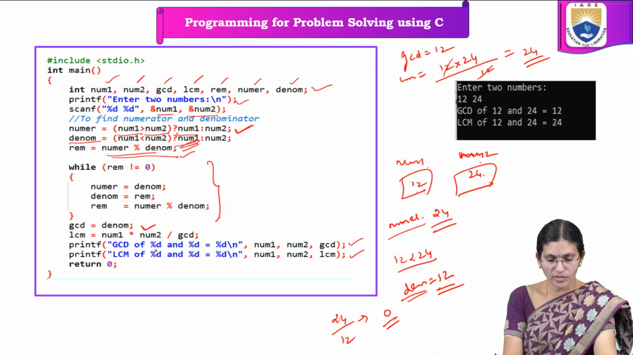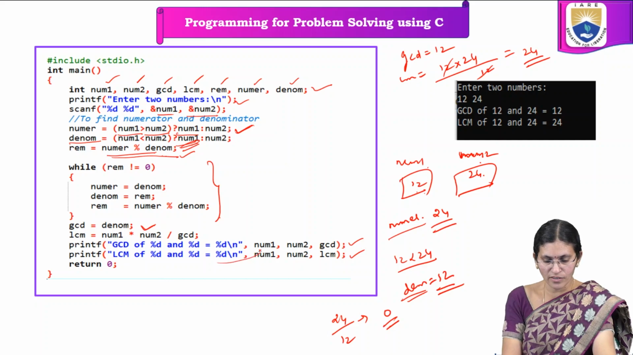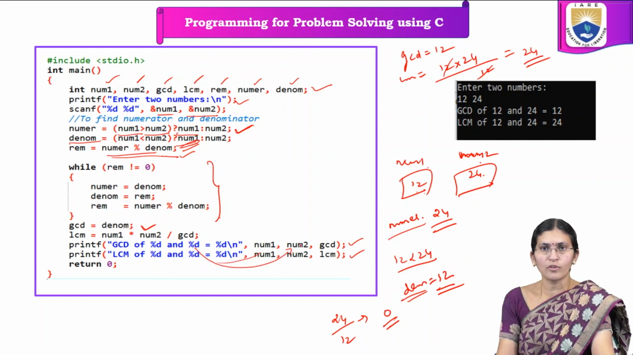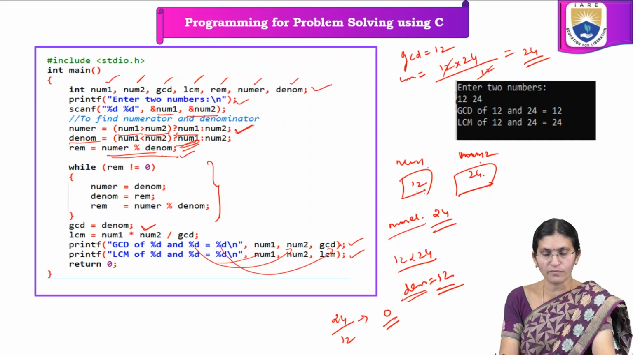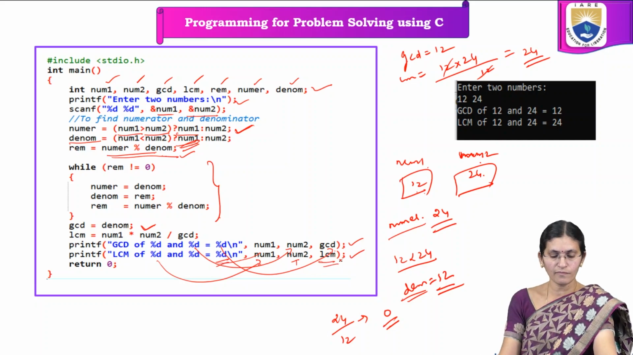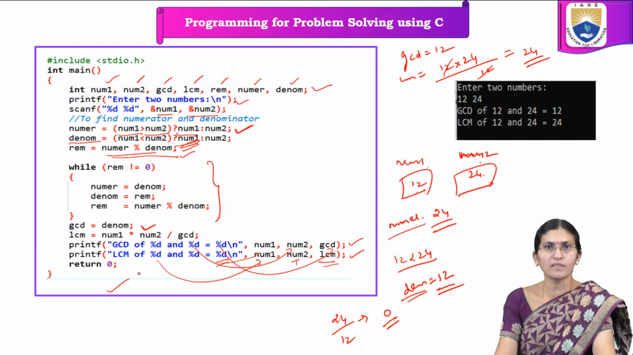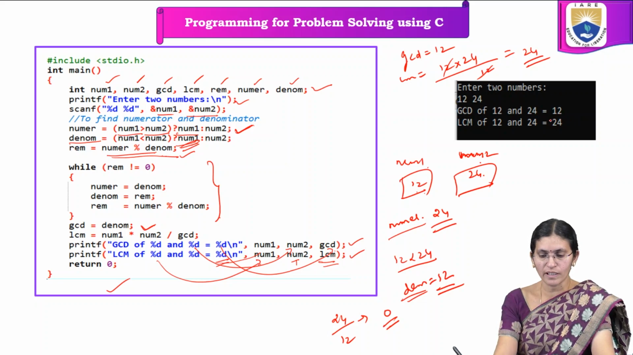In the next two lines, GCD and LCM will be printed. In GCD of %d and %d, the first %d stands for num1, the second is the format specifier for num2, and the last format specifier is for the result GCD. Similarly for LCM, the first %d corresponds to num1, the second specifies num2, and the last is the format specifier for the LCM. If we run this program and enter 12 and 24, you will get that the GCD of 12 and 24 is 12 and the LCM of 12 and 24 is 24.